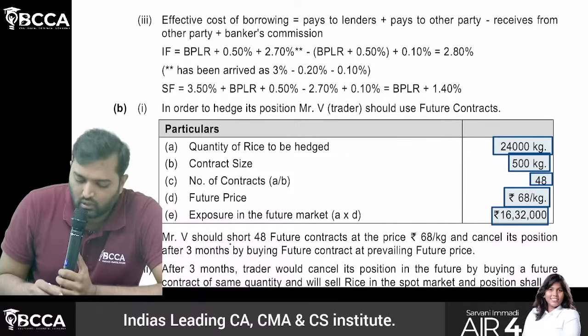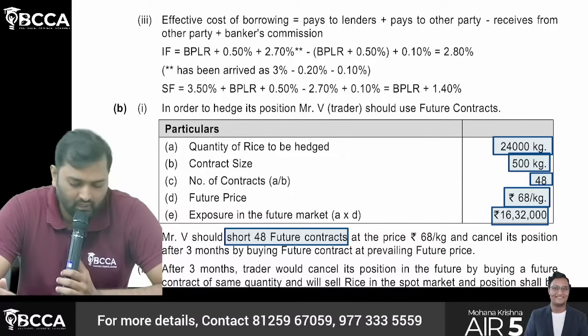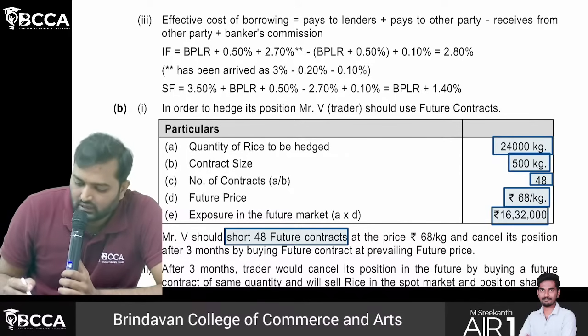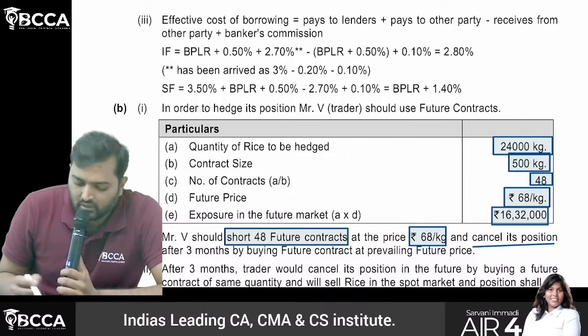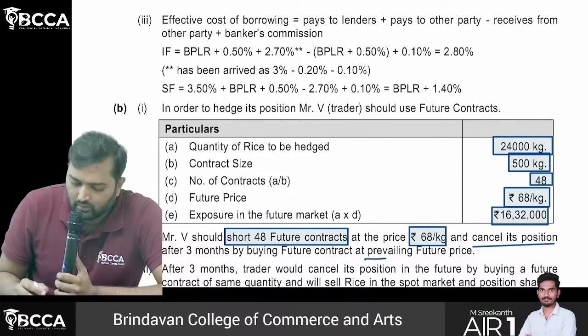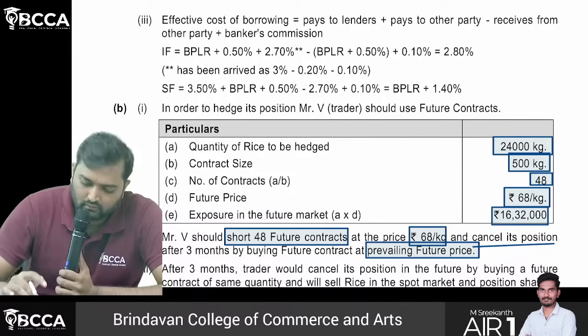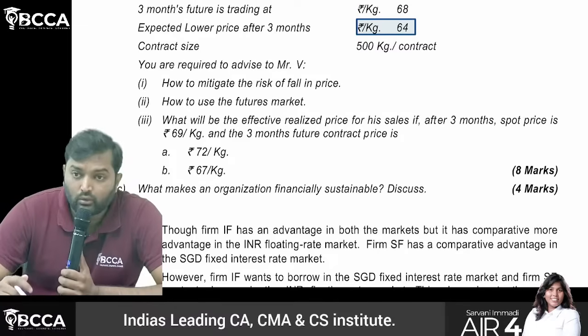He should short. Short means sell. He should sell 48 futures contracts at a price of 68 per kg. And on maturity, cancel the position after 3 months by buying futures contracts at the prevailing future price. Clear?